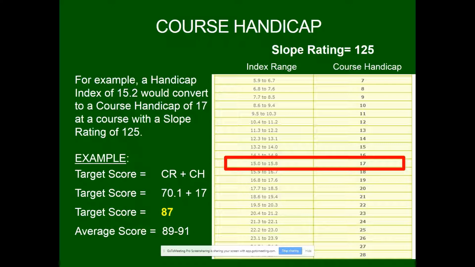But also keep in mind that target score is not intended to be shot all the time. It's actually only intended to be shot 20 to 25% of the time because, as we talked about, this is not about averages, this is about your potential. The system is not designed for you to shoot it all the time. What you should be shooting on average is 2 to 4 strokes higher than that target score, as you can see outlined here, which would be an 89 to 91.